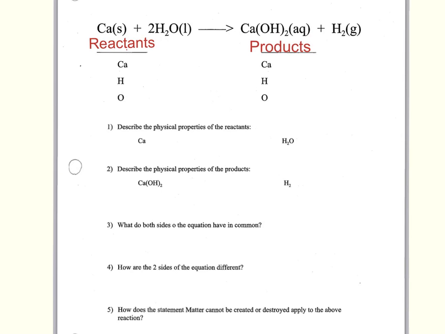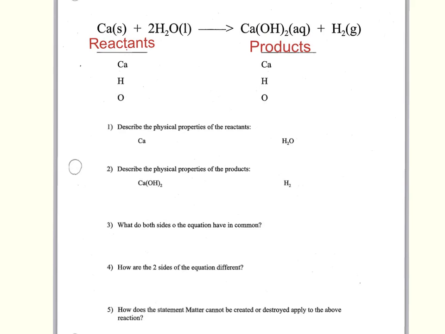Remember that the law of conservation of mass says that matter cannot be created or destroyed. It's just going to change forms. Whatever atoms we start with on our reactant side, we're going to end with in our product side. However, they are going to be arranged in a different way. So let's take a look here as to how many atoms we have on our reactant side.